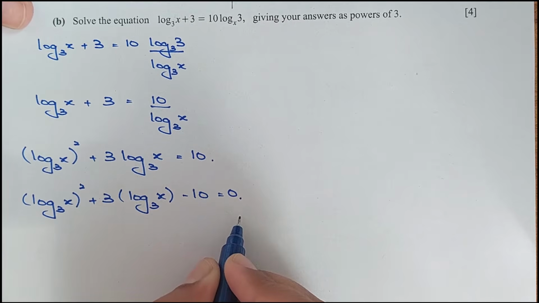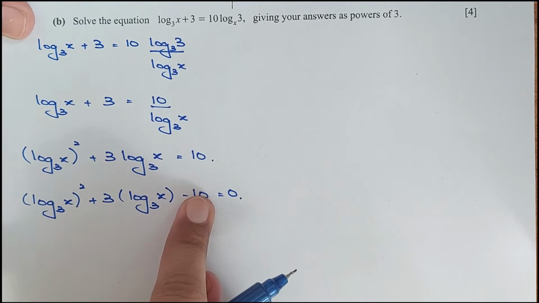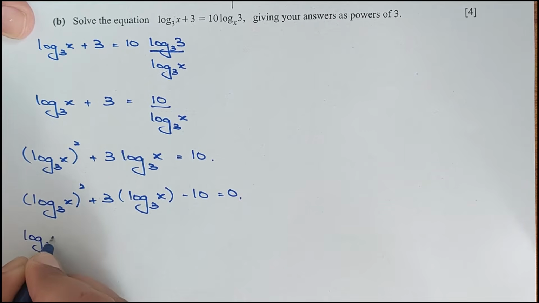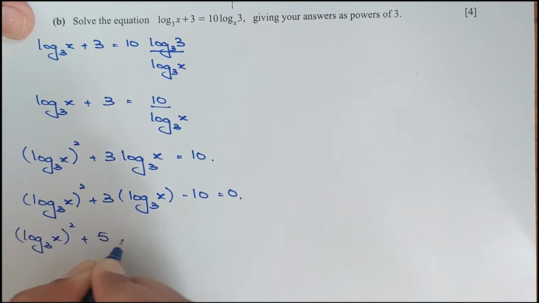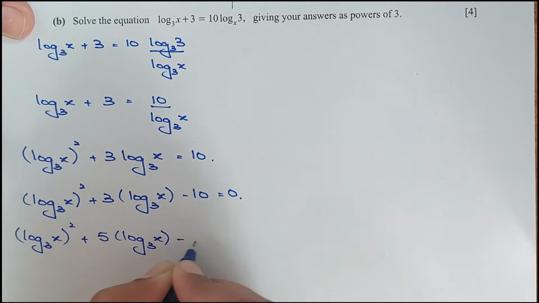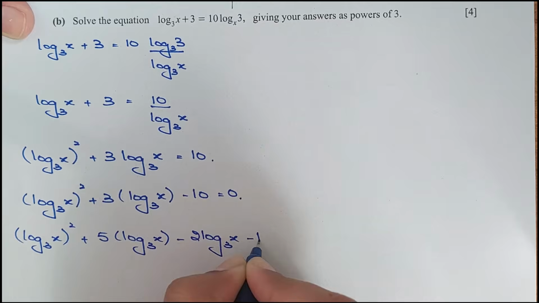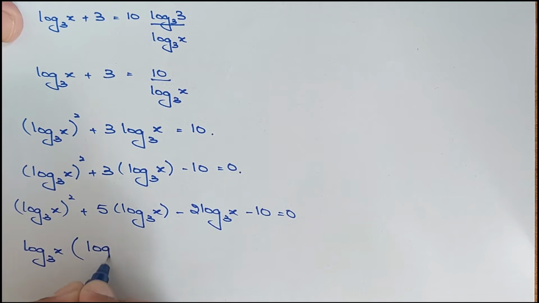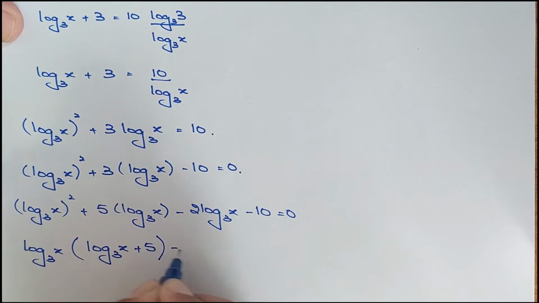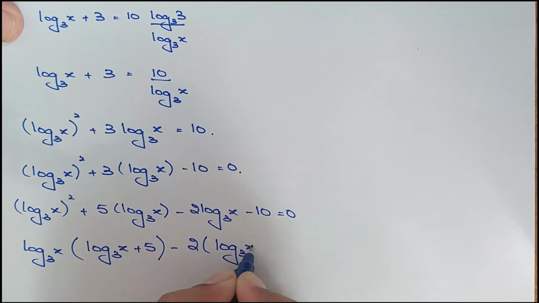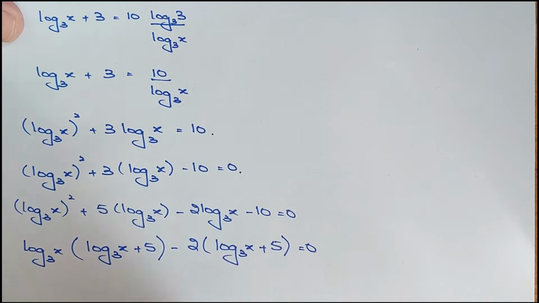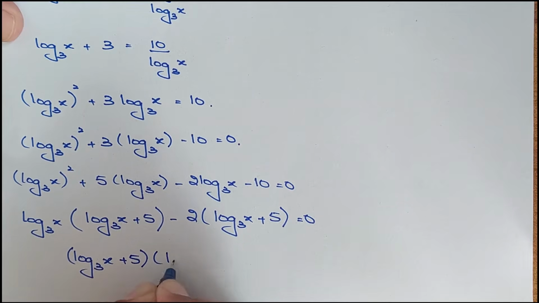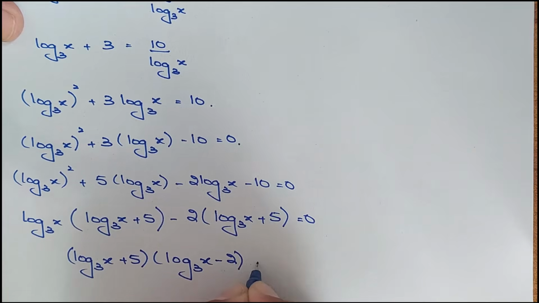This looks like a quadratic in log 3x, so let me factorize this. 1 times minus 10 is minus 10, 2 times 5, and 5 minus 2 is 3. (Log 3x) whole square plus 5 log 3x minus 2 log 3x minus 10 equals 0. Right. Now let me take log 3x common. We are left with log 3x plus 5. Let me take minus 2 common, log 3x plus 5. The two factors are log 3x plus 5 and log 3x minus 2 equals 0.